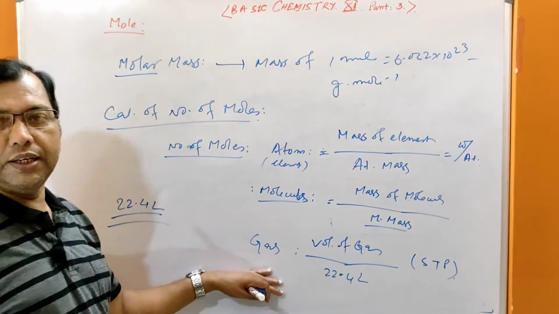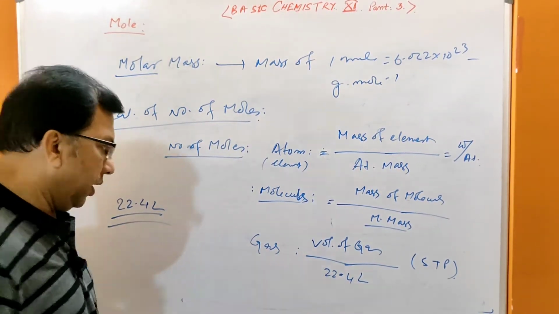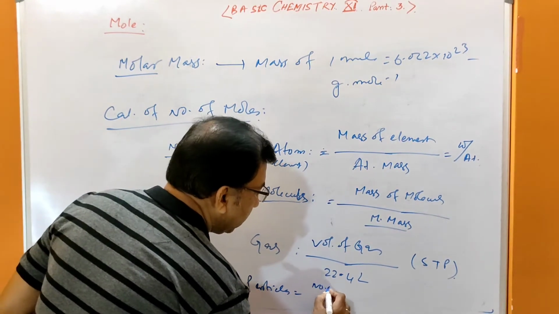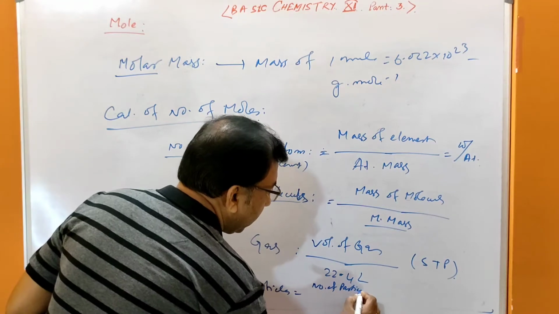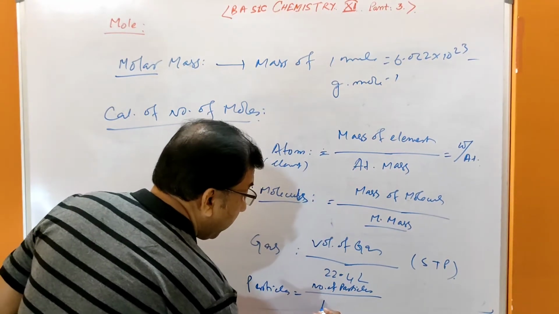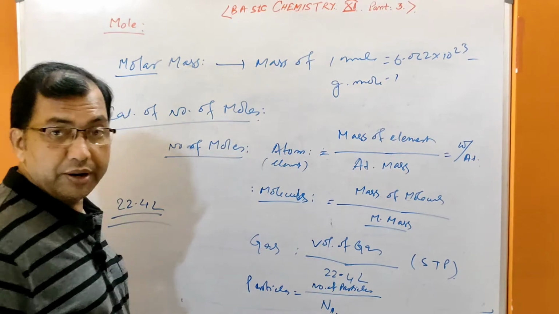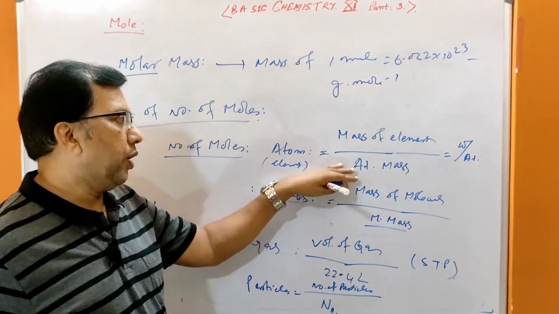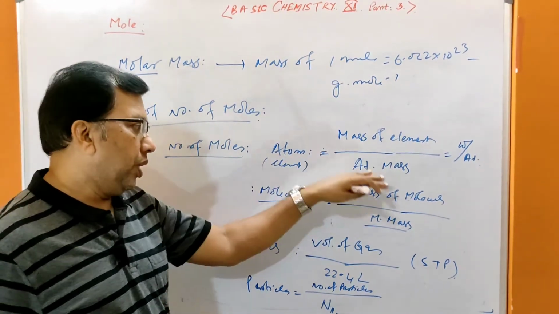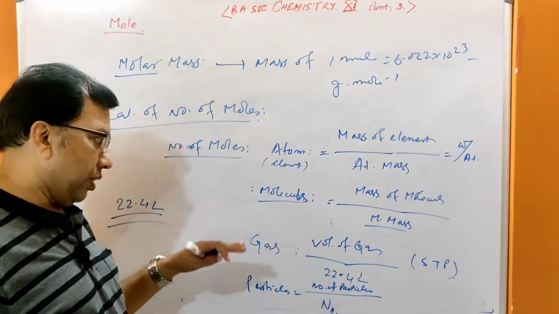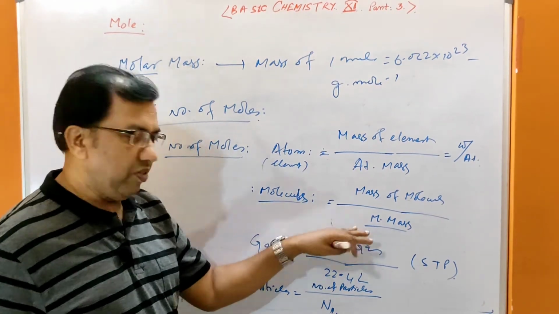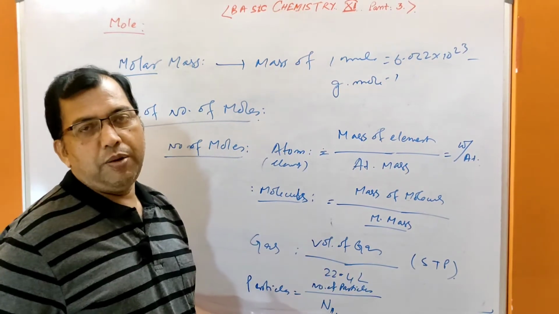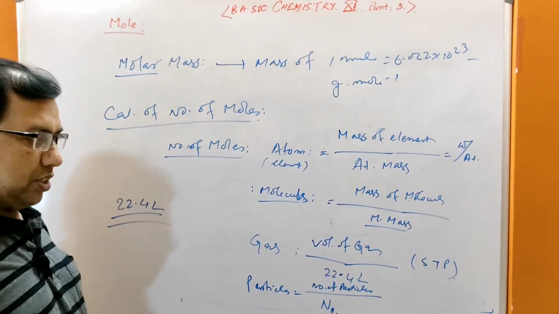In case of particles, the number of particles given divided by Avogadro number Na, or N0, whatever you write. So in case of atoms, mass given by atomic mass. In case of molecules, mass given by molar mass. For gas, volume given at STP by 22.4 liters. For particles, number of particles given by Avogadro number. In this way, you can write.